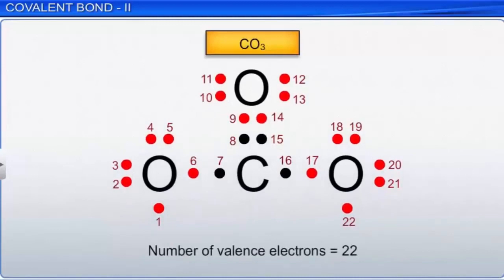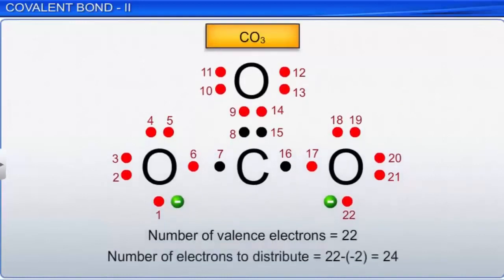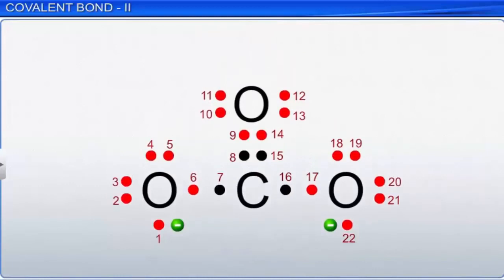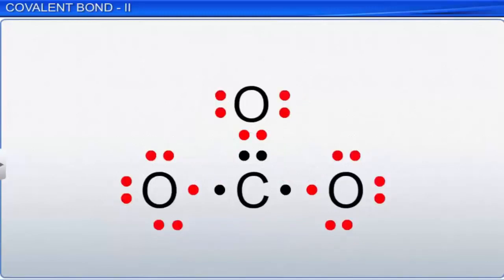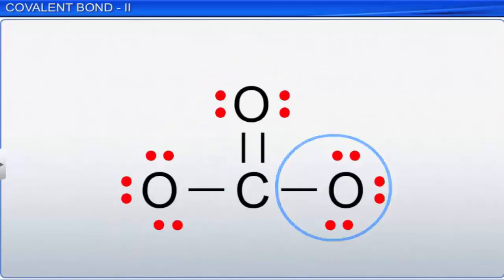Therefore, the number of electrons to be distributed in a carbonate ion will be 22 minus negative 2, that is 24. In the Lewis structure, the least electronegative atom occupies the central position, which is carbon here. Now, when 24 electrons are distributed among 3 oxygen and 1 carbon atoms, it looks like this. After assigning electrons, the remaining electrons are utilized for multiple bonds or remain as lone pairs. We will replace each pair of bonded electrons with a line. Notice that the total number of valence electrons becomes 8 for each atom.